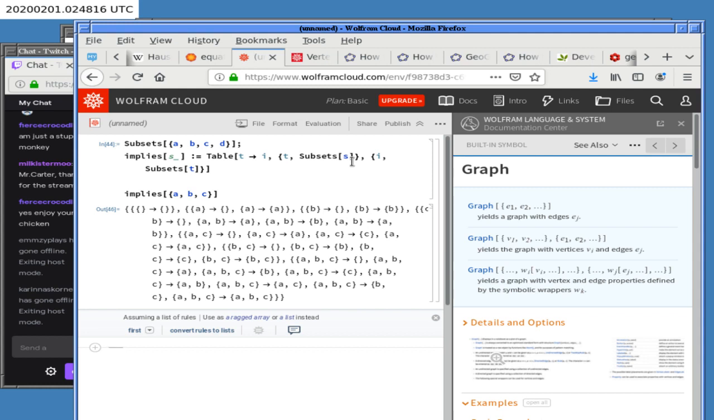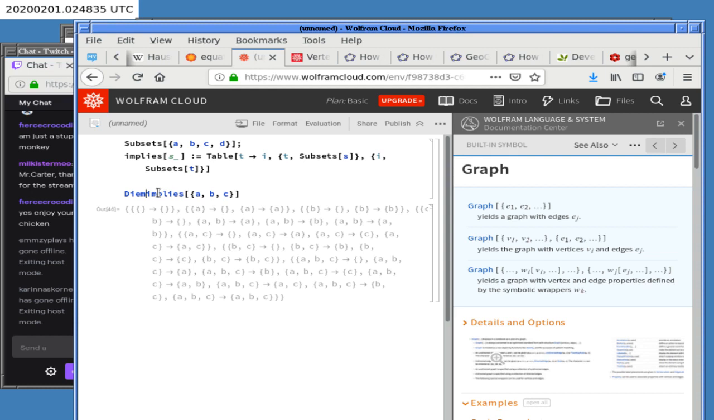Hideously, hideously ugly. And that's not even really the real thing. These are trivial implications, all of these are. And I think I'm going to need to flatten this by one level, because I'm pretty sure right now I'm going to look at the dimensions of this, but I get the feeling it's a two-dimensional array. We just want it to be a list.